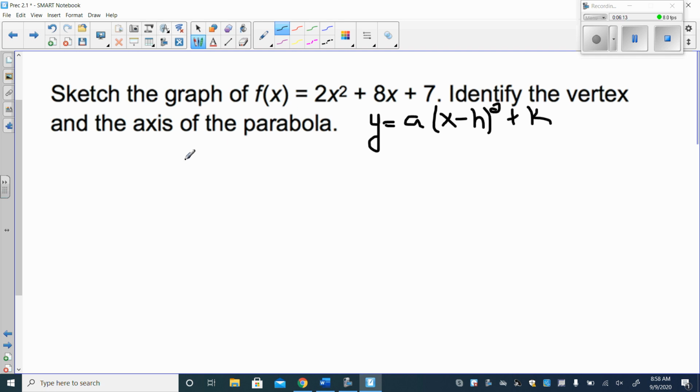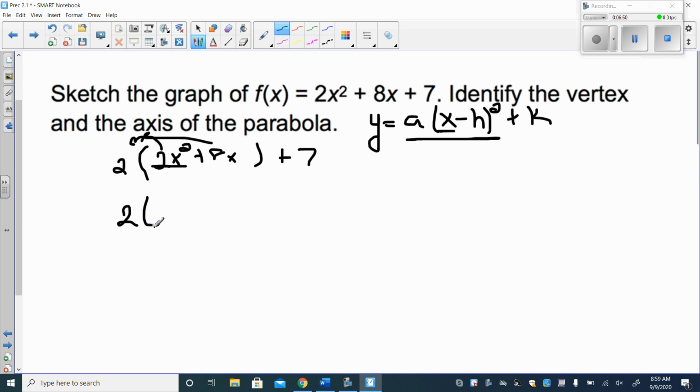So what we're going to do first is put parentheses around 2x squared plus 8x, plus 7. Because what we want to do first is create this a times x minus h squared. We want to create this here. Now the first thing I'm going to do is factor out 2. I want x squared by itself, because here x is by itself, so I need x squared to be by itself. So I'm going to factor out 2 from both of these terms.